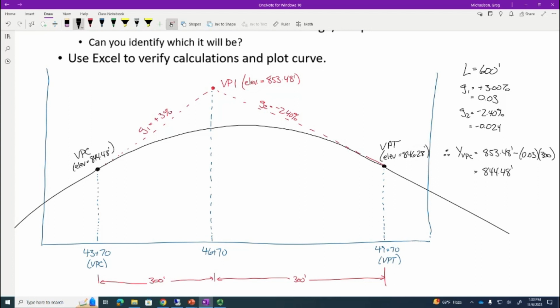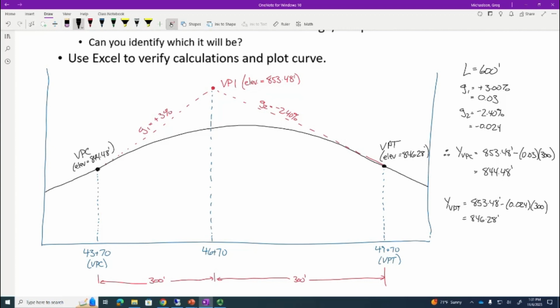So now we're making something happen, okay? So far, so good? Okay. I'll complete this over here. I'll erase this and extend that like that, and I'll erase this and extend that like that, just so we're kind of consistent. And I'll say y of VPT is 853.48 minus 0.024 times 300, which is 846.28 feet. Okay. So far, so good.